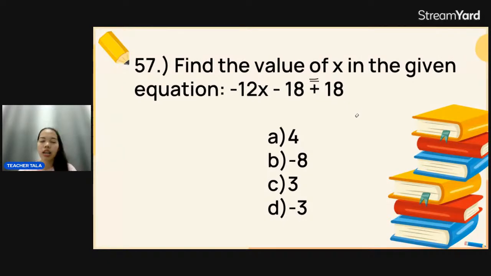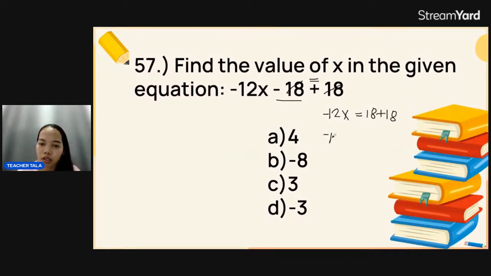So I think this is not equals 18. Wait, I'm going to check. Let's solve it anyways. Because if negative 18 and 18, only 12x will be left. So what will happen is this is negative 12x equals, copy natin sa 18. Tapos itong isang 18, si negative 18, ito transfer natin magiging positive 18.